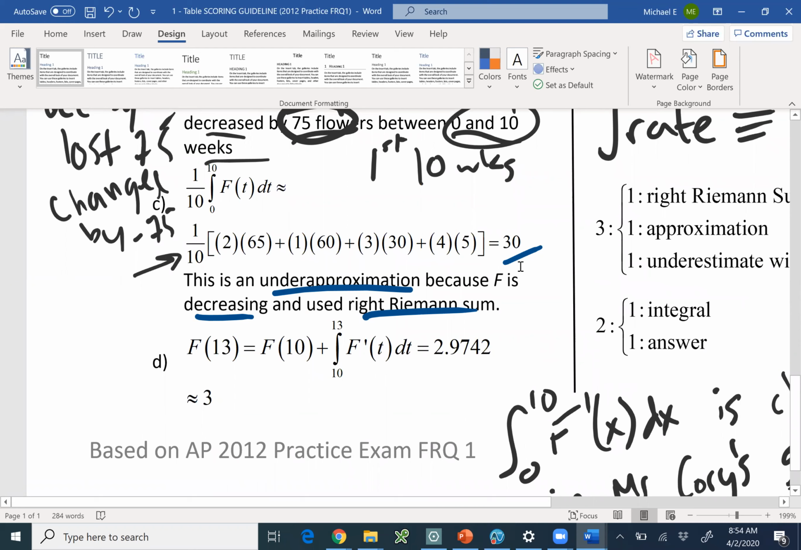Any questions on part C? I think it was pretty straightforward. We may have just forgotten about that decreasing part. Okay. And then part D, this is the one where I had messed up the question at the beginning.